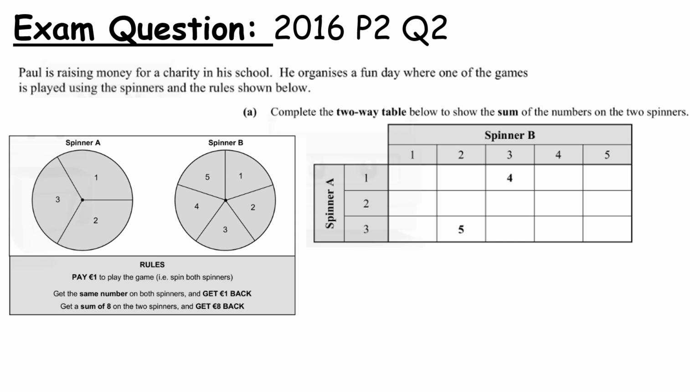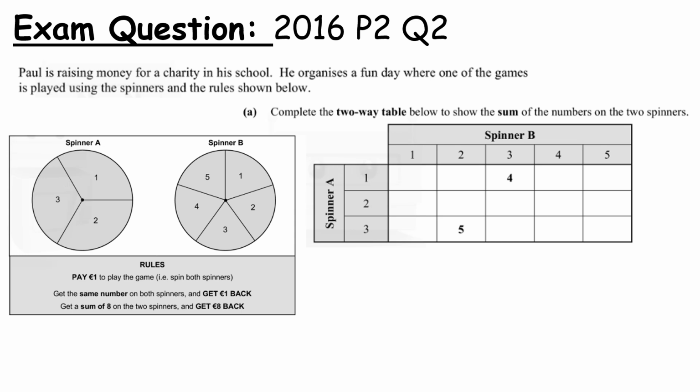Paul is raising money for a charity in his school. He organises a fun day where one of the games is played using the spinners and the rules shown. Here's spinner A. It has 1, 2, and 3. Spinner B has 1, 2, 3, 4, and 5. The rules are you pay €1 to play the game, i.e. spin both spinners. Get the same number on both spinners, you get €1 back. And get a sum of 8 on the 2 spinners, you get €8 back. So complete the two-way table, show the sum of the numbers on the 2 spinners.